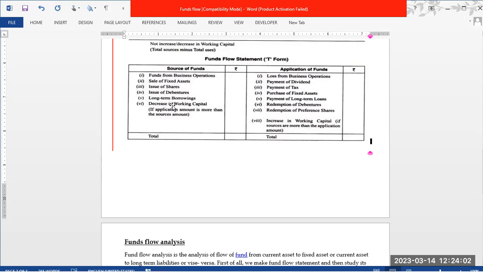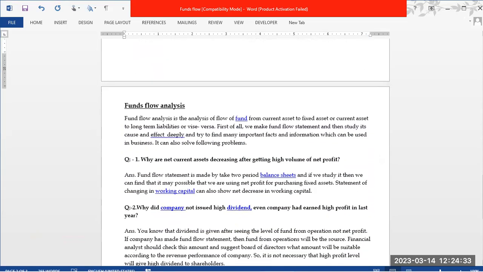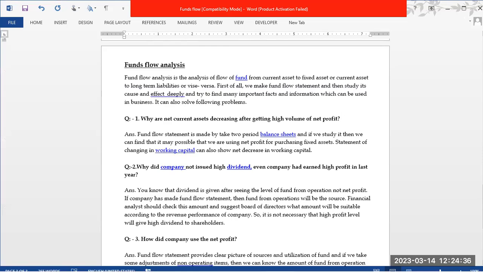So we have sources of fund on your right side, and on your left side, application of funds. If you add the figures on sources of funds, let's say you have their figures here, you are going to have the total sources of funds here. If you come to application of fund, you are going to have the total here. So the difference is either an increase or decrease in working capital, and you have your fund flow figures.